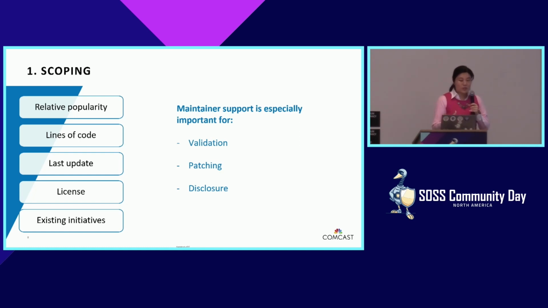From there, we look at relative popularity, whether it's popular within Comcast but not popular externally, and then narrow it down by lines of code, last update, license, etc. The amount of coverage would vary depending on the factors you use to rank them and your open source usage. This is also where it's important to start involving the maintainers, because they're needed not only for patching; you might also want to lock the version of the open source library being analyzed, and have them verify the vulnerabilities and work with them on the disclosure as well.